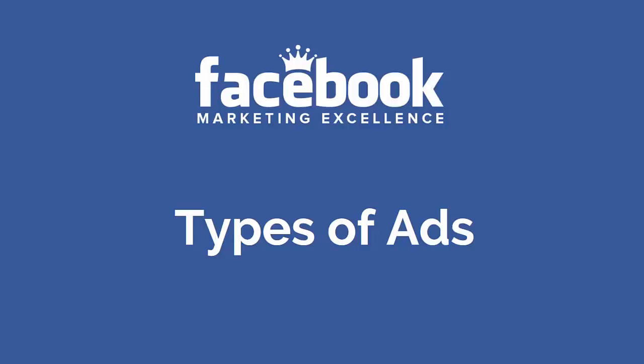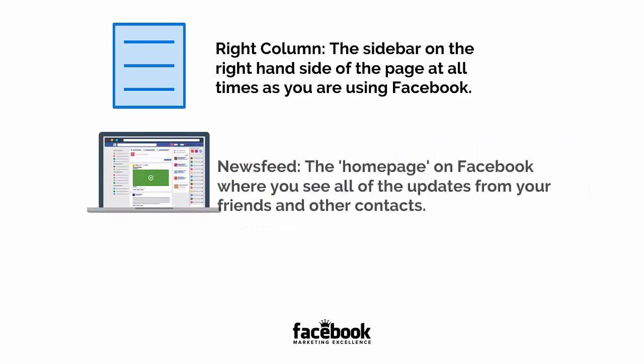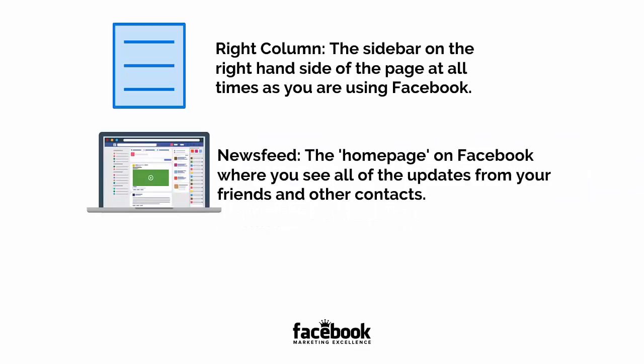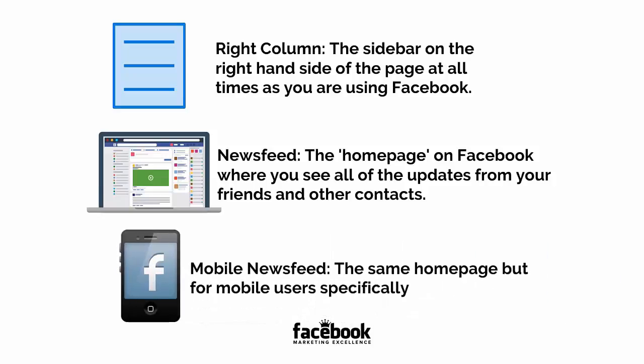you'll notice a supported placements list, and this tells you where on the Facebook page your ads can be placed, and that's another way in which you can categorize your ads. Now, just to clarify, the positions you can choose from are right column, and this is the sidebar on the right hand side of the page at all times when you're using Facebook. Then there's newsfeed, and this is the home page on Facebook where you see all of the updates from your friends and other contacts. And then there's mobile newsfeed, and this is the same as the home page, but it's for mobile users specifically. Now let's take a look at the type of ad that you can have.